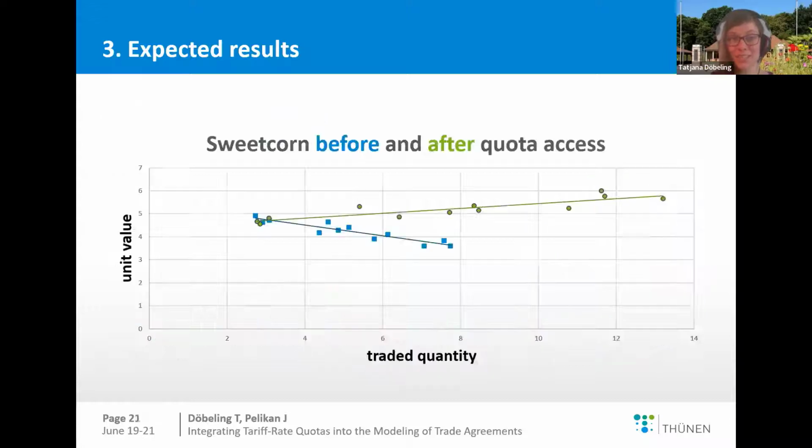In the sweet corn case, we might see something like this. So beforehand, we had these blue dots and the unit value and the traded quantity were connected in some negative form because consumers just viewed sweet corn, maybe not as entirely homogeneous, but as more or less.